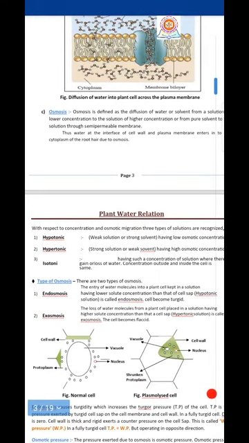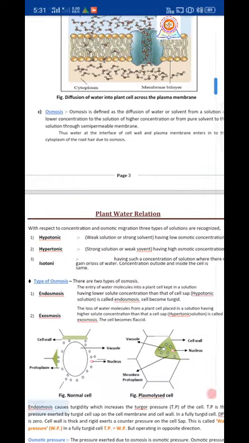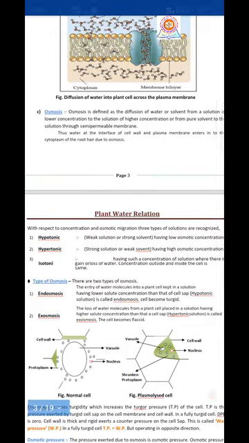With respect to the concentration of the osmotic solution, three types of solutions are recognized: hypotonic solution, hypertonic solution and isotonic solution.